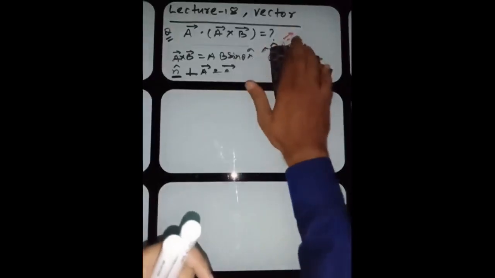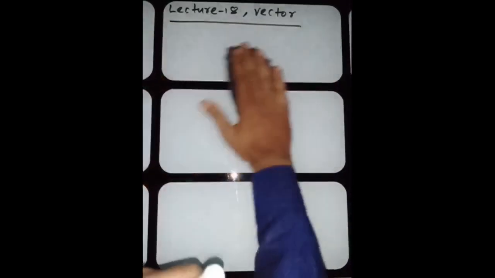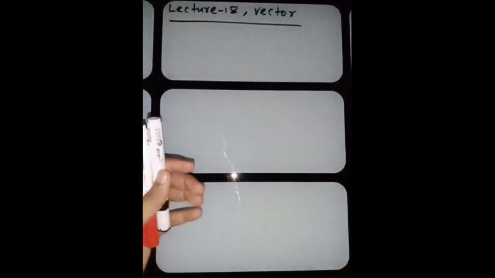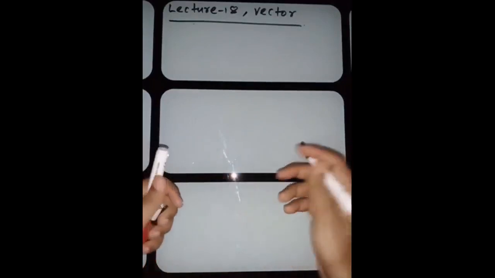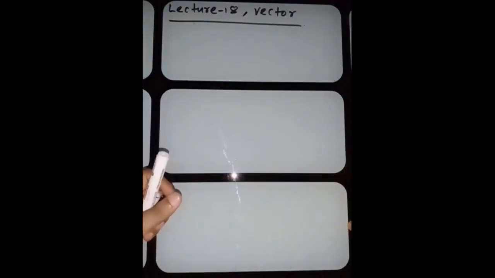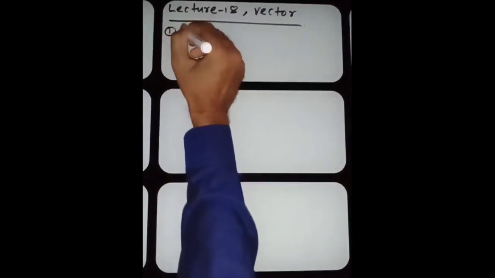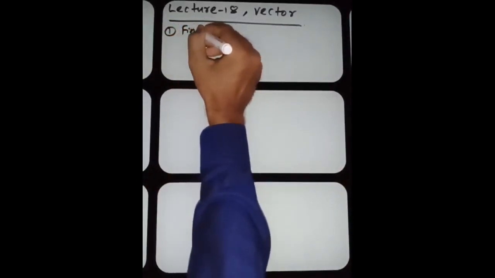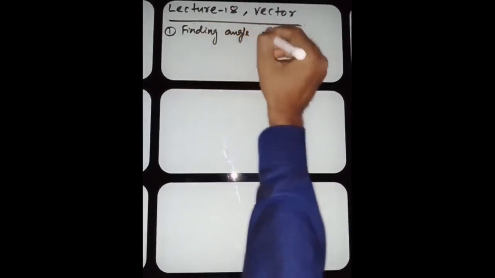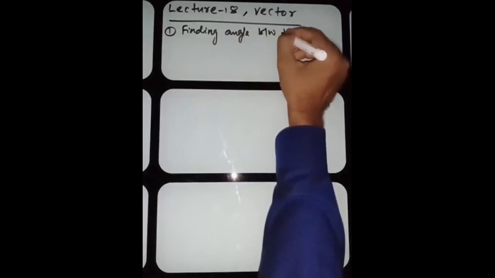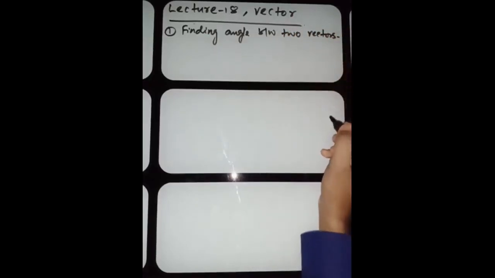So give the heading, my dear students. The first application is the angle between two vectors. Although we have studied how to find the angle between two vectors using the dot product, here using the cross product we are going to find the angle between two vectors. The first application is finding the angle between two vectors.